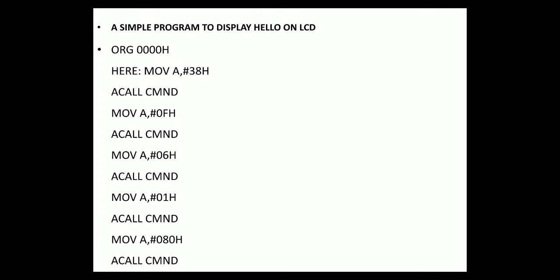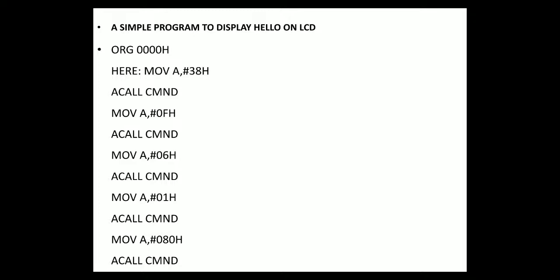Next, I use a call command, directly using a subroutine. The name of the subroutine is command. I'm calling that particular subroutine. Right now I'll not go into it. I'll finish these various commands and then go to the subroutine program. But in actual execution, after MOV A,38H, the program will jump from this line directly to the command subroutine. That I'll explain in the next slide. First, I'll finish all the commands, because every command will call that subroutine.